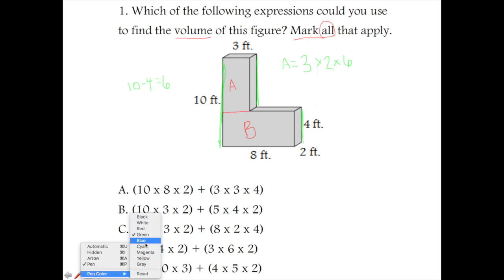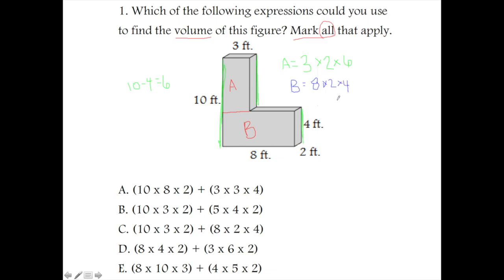Alright, now I'm going to figure out box B. For box B, my length, the side to side, is 8 feet. My width didn't change, it's still the same. It's 2 feet. And my height is 4 feet. So 8 times 2 times 4.